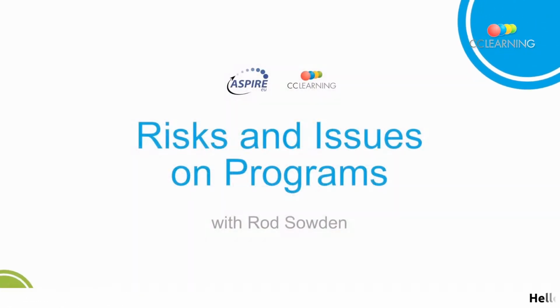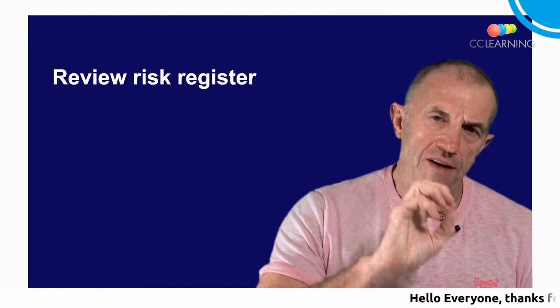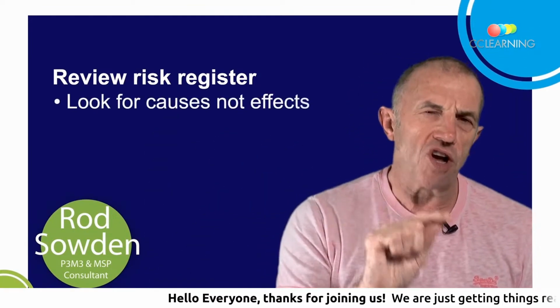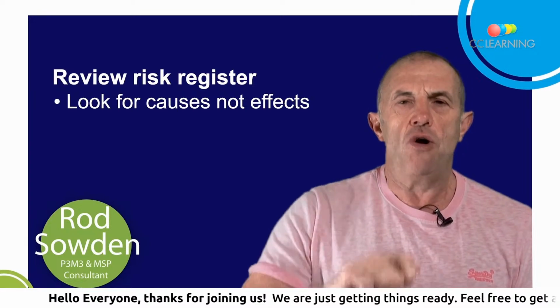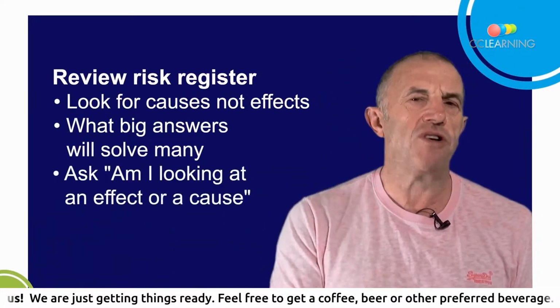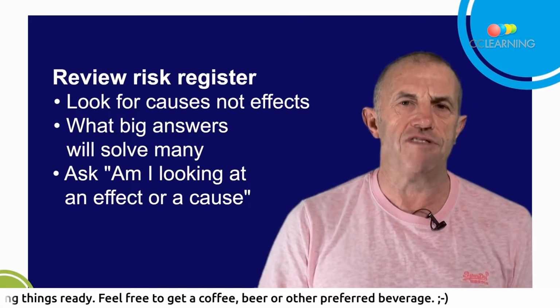Risks and issues on programs. So when you've got a whole load of things on your risk register, have a look through them and ask, what are the causes that we have? What are the big answers to lots of these things? But it's useful to say, am I looking at an effect or a cause when I'm looking at the risk register?